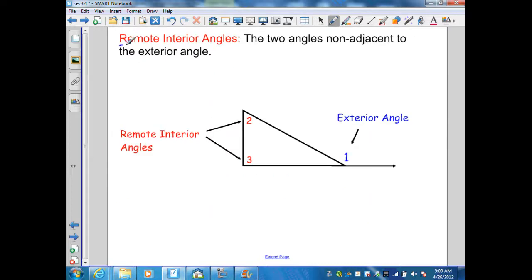Our next slide defines remote interior angles. These are the 2 angles that are non-adjacent to the exterior angle. So here I have a triangle. I have my 3 sides of the triangle. I extended one side. That generated an exterior angle at this vertex. The adjacent angle, we know, is the one that is supplementary to that angle. The remote interior angles are the ones that are non-adjacent to it. So here, angle 1 is my exterior angle. The 2 remote interior angles are angle 2 and 3.